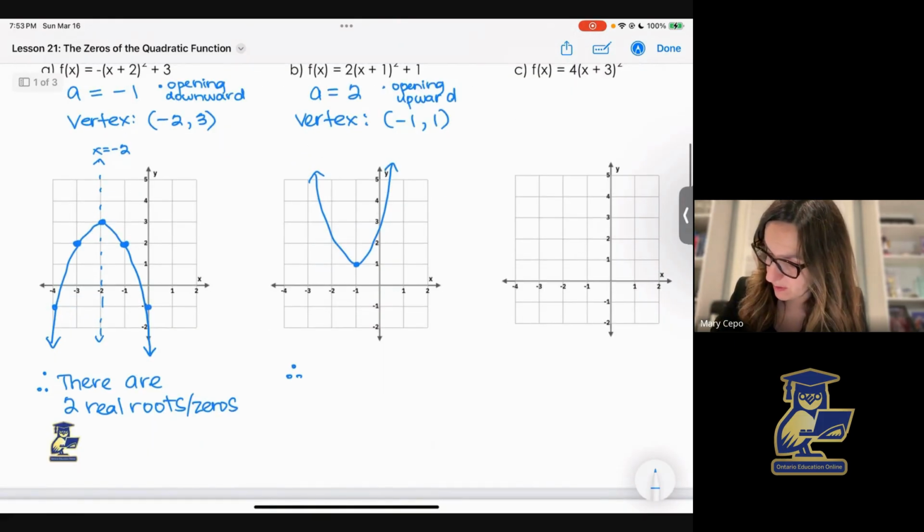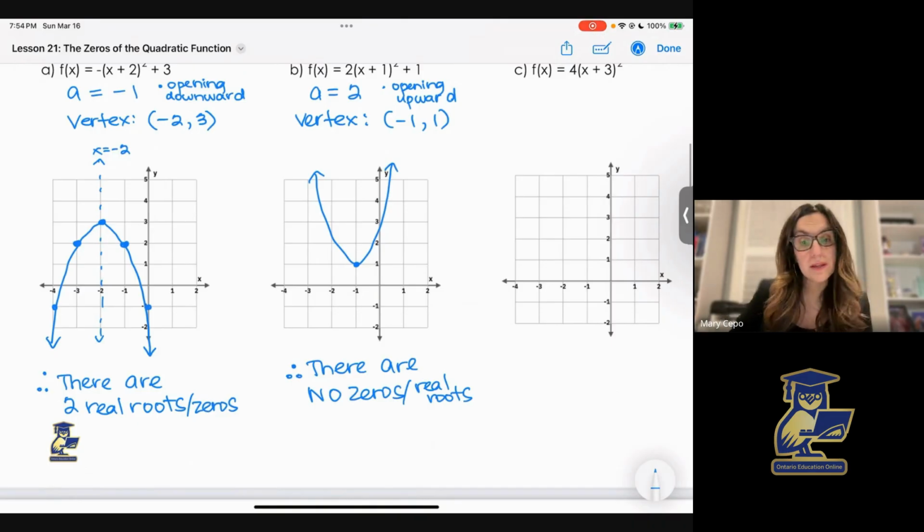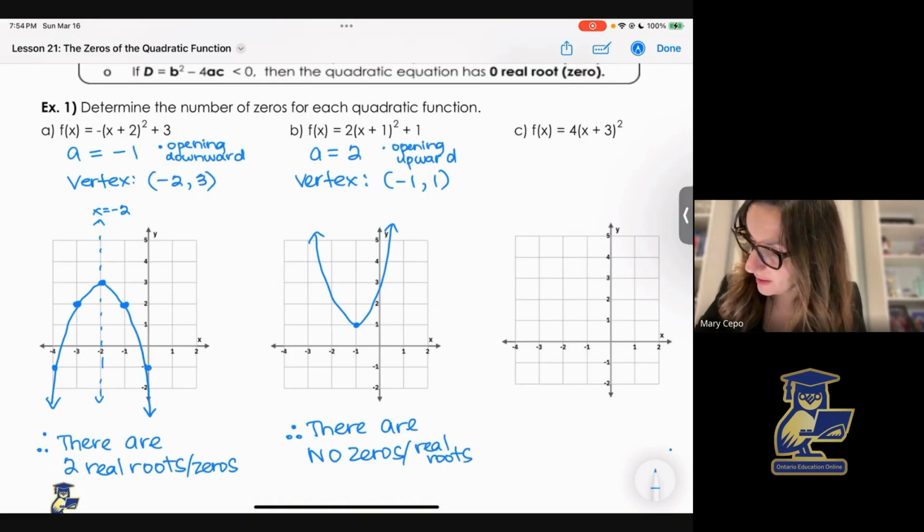Therefore, there are no zeros, real roots. Okay, we can just determine that automatically because we know the vertex is above the x-axis and A is positive, so it's opening upward. Looking at C, we have f of x, so we know A is equal to +4, which is opening upward because it's positive.